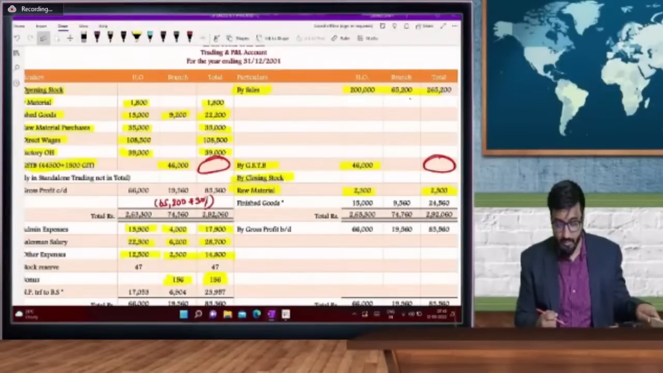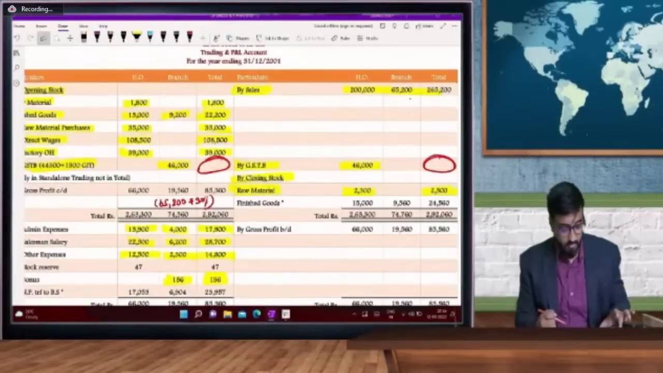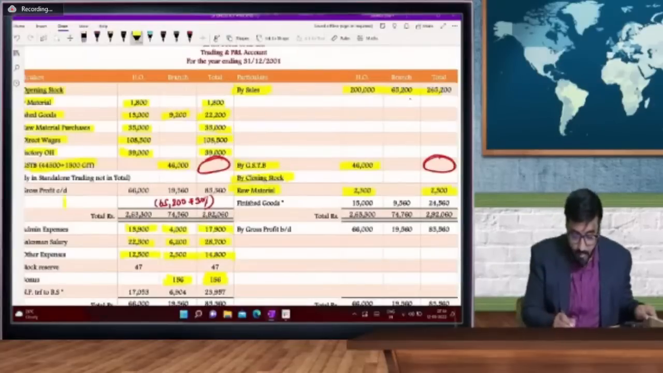Waiting for your answer. Tricky question. So here GP ratio is given in the question. So from GP you have calculated balancing figure closing stock. Yes, very good. See how you calculated this.